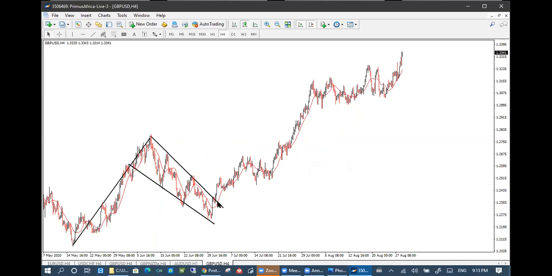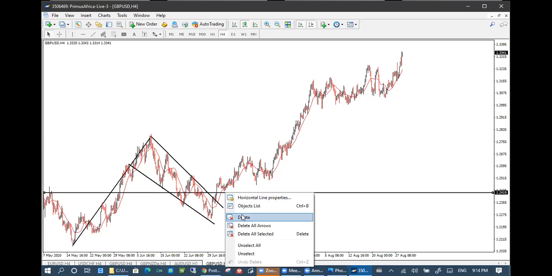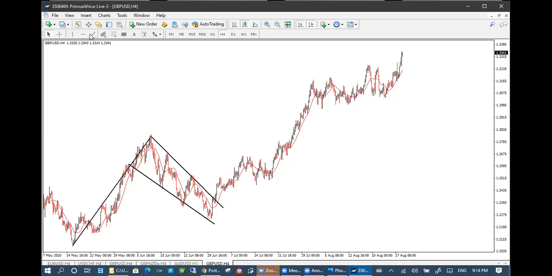So once you identify this pattern, what do you wait for? You wait for a breakout. You can see how the market broke out of the wedge. If I'm to see this, this would be my perfect entry point, immediately the market broke out of the wedge. I'm going to enter this trade here, and my target is going to be this point here. This is where my take profit will be.